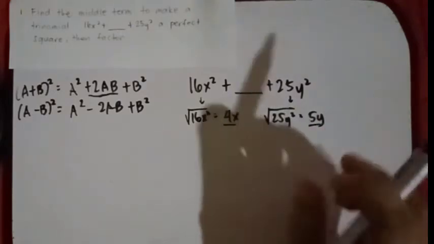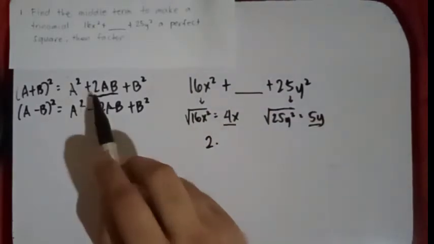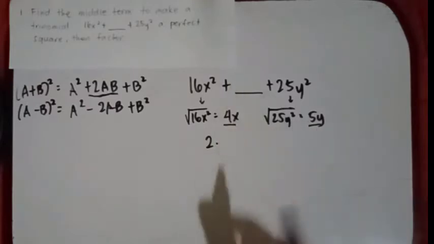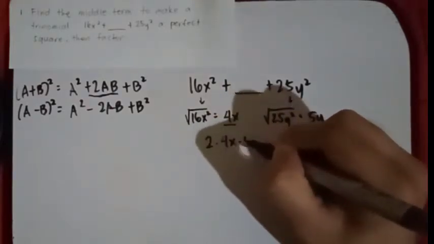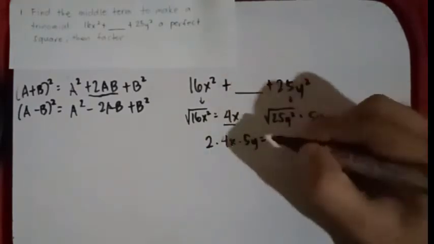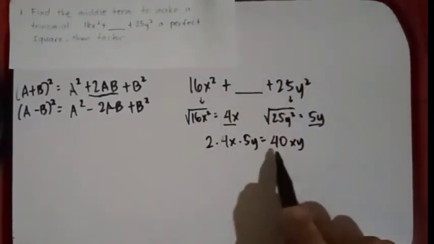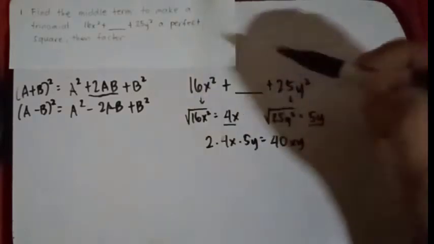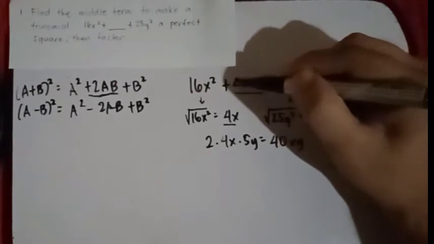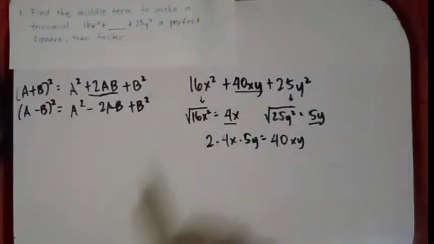And then, we use this, no, para i-multiply yung 2, no, because of this one, 2ab. So, yung 2, i-multiply natin sa 2 terms. We have 4x at saka 5y. So, 2 times 4x times 5y. And that is 2 times 4, 8 times 5, 40. 40xy. So, itong 40xy ay kukumpleto sa perfect square trinomial. Kaya, ang nabuong trinomial ay 16x squared plus 40xy plus 25y squared.